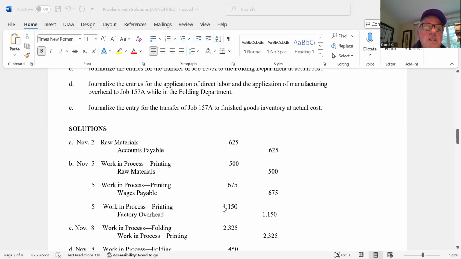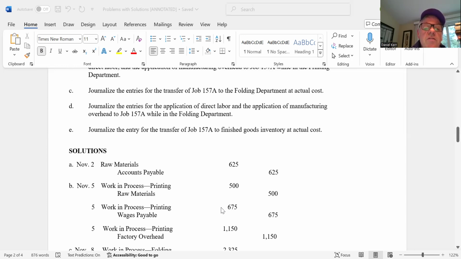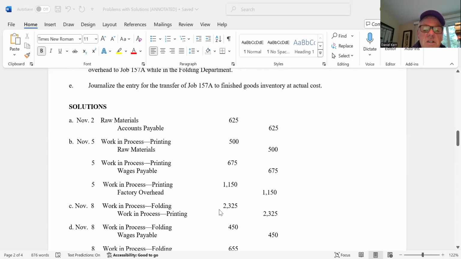All right. C, journalize the entry for the transfer to the folding department at actual cost. So the actual cost that you've incurred is 2,325. So debit work in process folding, credit work in process printing. So they transferred from the printing department to the folding department.